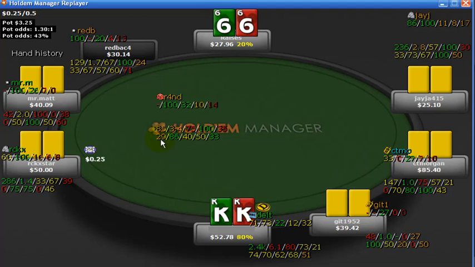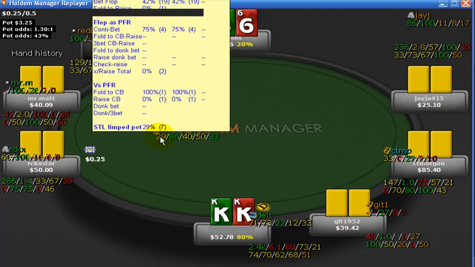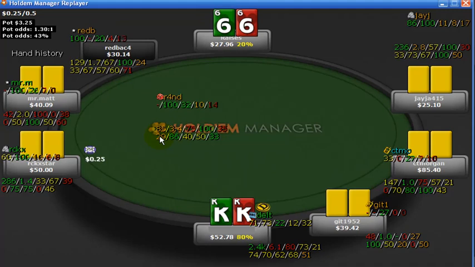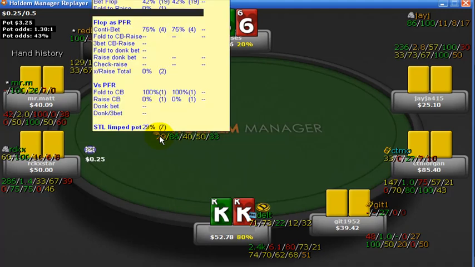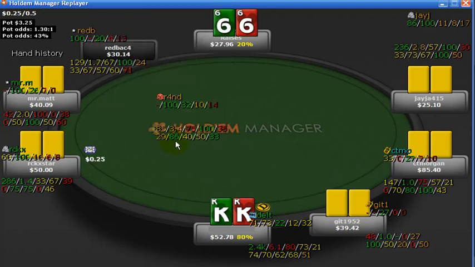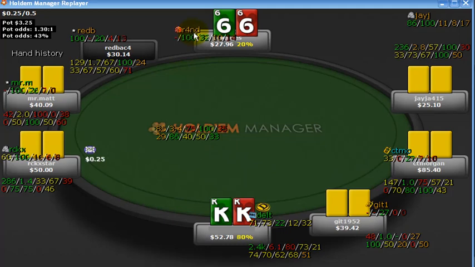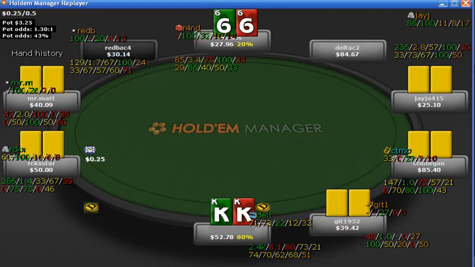This bottom line here is basically the attempt to steal a limp pot. That means everybody limps in, it's checked to him, he's late, and he makes a bet. That's the attempt to steal a limp pot on the flop. This is the total percentage that he'll fold to any bet on the flop, fold to any bet on the turn, fold to any bet on the river, and again, we already had how often he's winning when he gets to the showdown. So, quick overview, quick review of what the stats are, and we'll take it from there. So, back to the action.